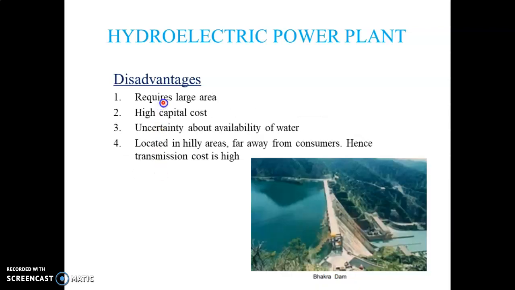The disadvantages of a hydroelectric power plant are that it requires a larger area. The procurement of land is one of the drawbacks, and more land means the capital cost becomes more. If the water is not available, we cannot generate electricity, so electricity generation depends on water availability. Then, it is located in a hilly area, so we have to invest more for setting up a transmission infrastructure to transmit the generated power from the hydro stations to the consumer side.